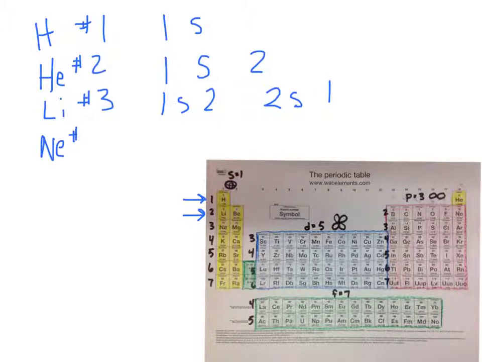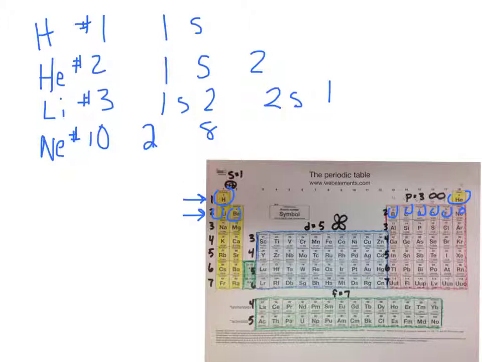Neon is number 10. And so I'm going to fill everything up till I get there. So you can see from the table in your book, on the first shell, I've got 2. In the second shell, I have 8. You see that? So I'm counting across 1, 2 in the first shell, 1, 2, 3, 4, 5, 6, 7, 8. So I have 8.